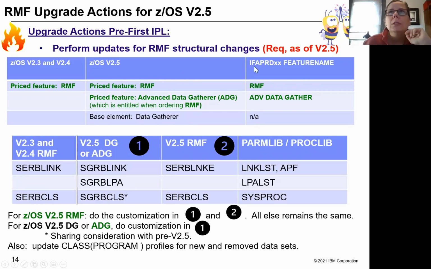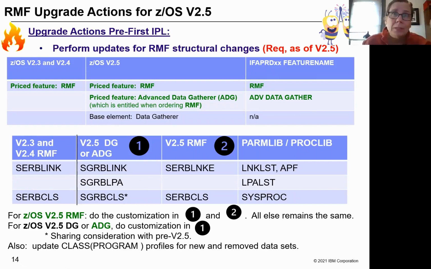So I wanted to include here the IFA PRD feature name because I like to keep track of what's in my ParmLib member. So if you order RMF from Shop Z, you'll see you're entitled to RMF and also the Advanced Data Gatherer. And then there could be a case where you don't use the RMF monitor, but you still want to do advanced data gathering and associated SMF records. And so you could just purchase the Advanced Data Gatherer should you choose to. I think most customers that are RMF customers are just going to purchase RMF, and then they're going to get those two priced features themselves.